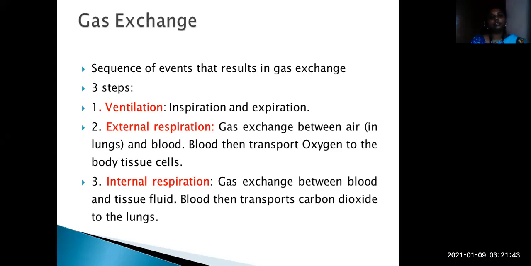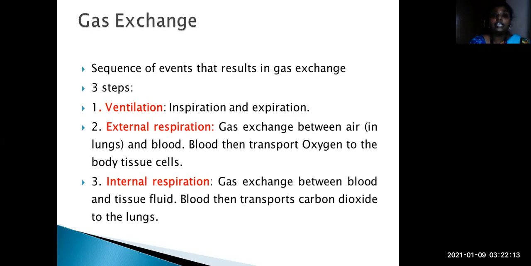The third step is internal respiration. Here the gas exchange takes place between the blood and the tissue fluid, where the blood transports the carbon dioxide to the lungs to be purified and removed from our body. So first is ventilation, second is external respiration, and third is internal respiration. Ventilation means the inspiration and expiration process, taking in oxygen and giving out carbon dioxide.